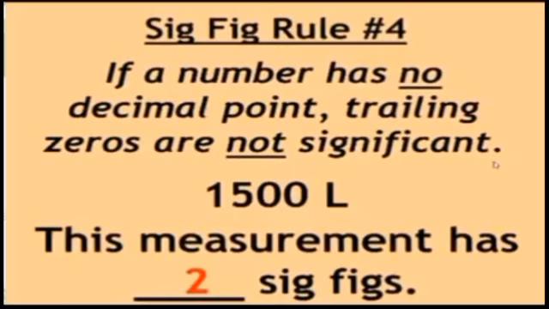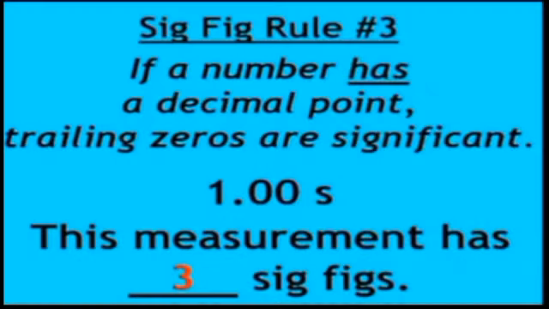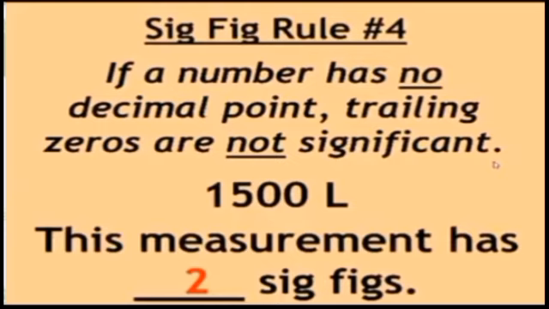Rule number 4: if a number has no decimal point, trailing zeros are not significant. So this is the counterpart of rule number 3. Rule number 3 is telling you that when a decimal point is placed, the trailing zeros, which are the zeros that come after the decimal point, are significant. But rule number 4 is telling you that when there is no decimal point, then the trailing zeros, which are the zeros that come after, are not significant. So in this measurement, we have just two significant figures, which are your 1 and your 5.